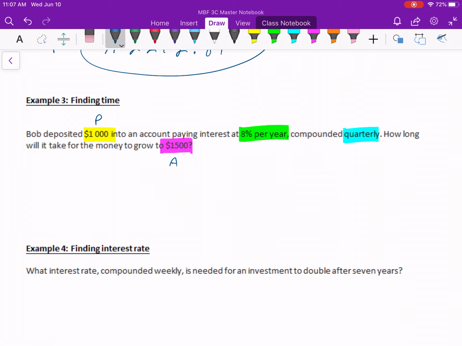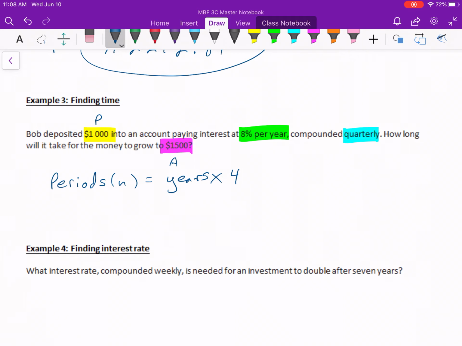So this one, we want to find the number of periods. We're going to use the calculator to find the number of periods. We know it is quarterly. So periods equals time, years, times 4, right? The only thing is we don't know how many years it is. So what we can do is use the calculator to find out the number of periods and then rearrange this formula to find out how many years it is.